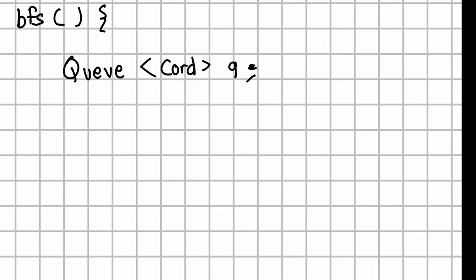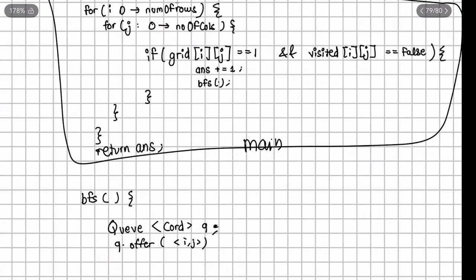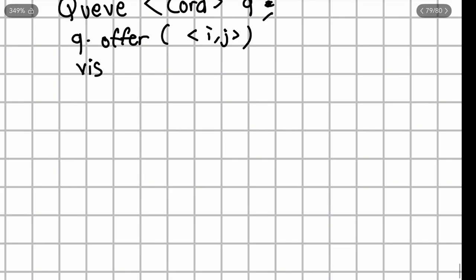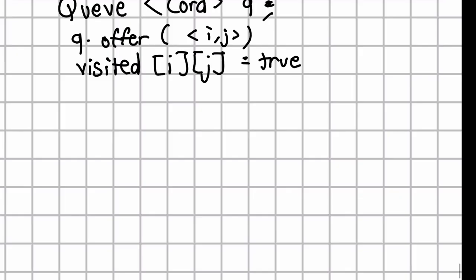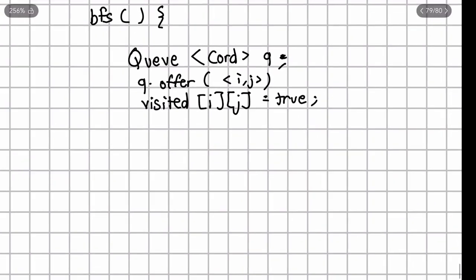Basically we defined the queue. Then the first thing we're going to do is queue dot offer, meaning enqueue. We offer a pair, that is we offer that coordinate i comma j, which was where we started the BFS, right? We went inside the BFS, we're going to offer this because we're starting here, and then we're going to mark it as visited, visited at i comma j equal to true, because we're gonna start with it, right?